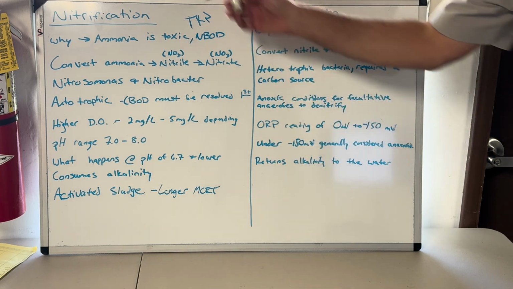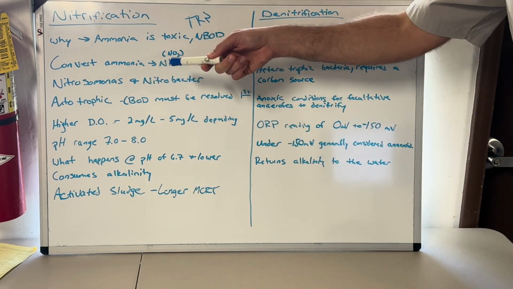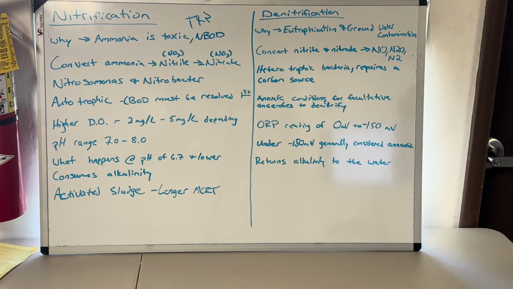Okay, so now we've nitrified. That's the explanation of nitrification. It's converting ammonia to nitrite, nitrite to nitrate. And then these are the considerations. If you have any questions, please put it in the comments below.